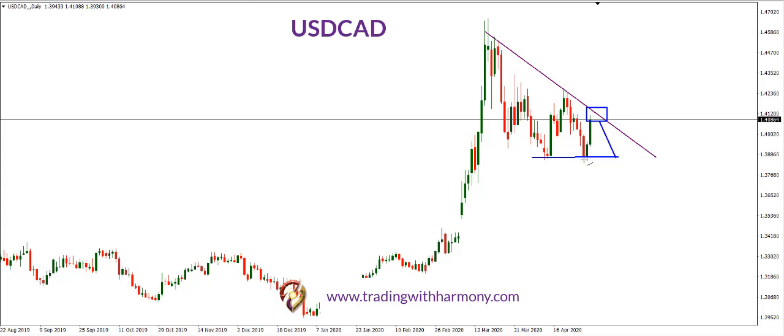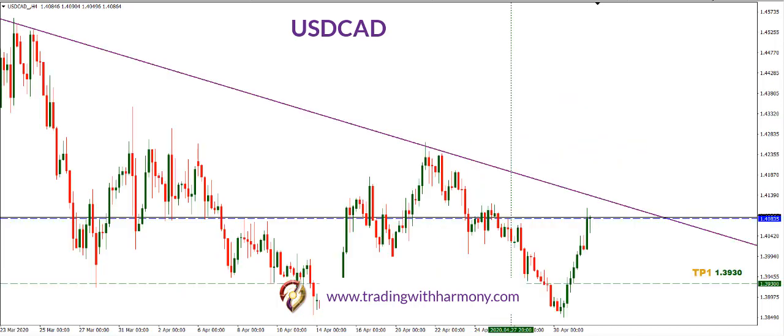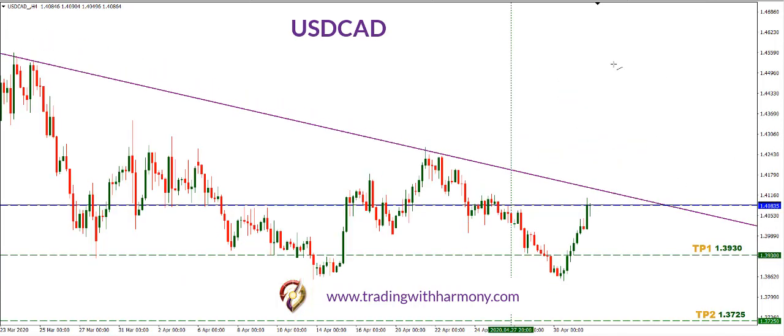So let's go into the 4 hour and have a look at the setup. For this week, once I can see this holding here and it coming back down into this support line, another move back down to the TP1, 1.3930, and then maybe a pullback up here with a continuation down to the TP2, being the 1.3725 in the dollar Canadian.